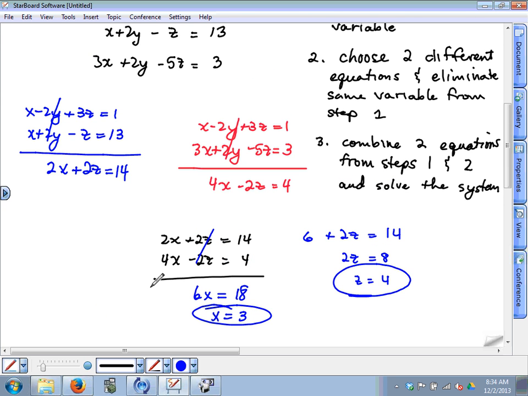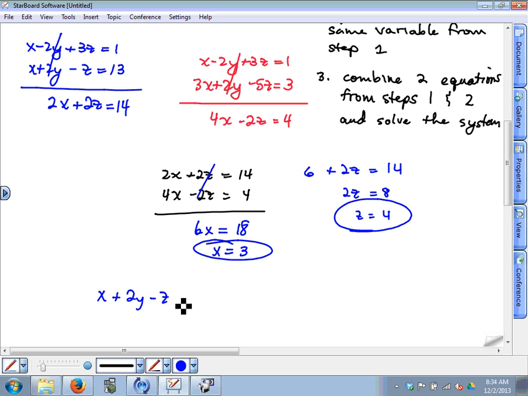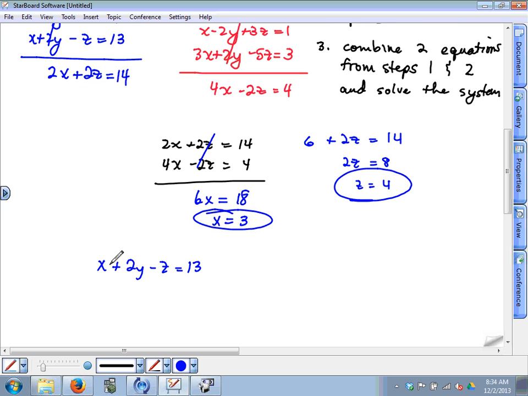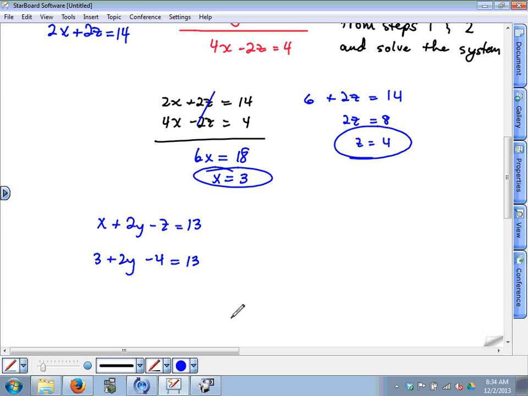x plus 2y minus z is equal to 13. We know that x is 3, and we know that z is 4. Three minus 4 is negative 1. If you add 1 to both sides, you get 2y is equal to 14, so y is equal to 7. So I screwed up.